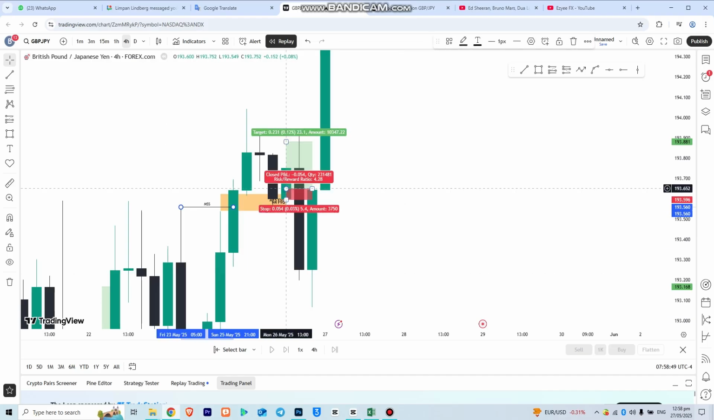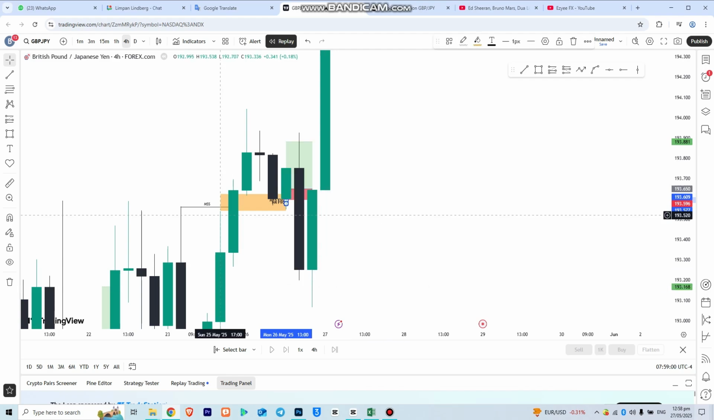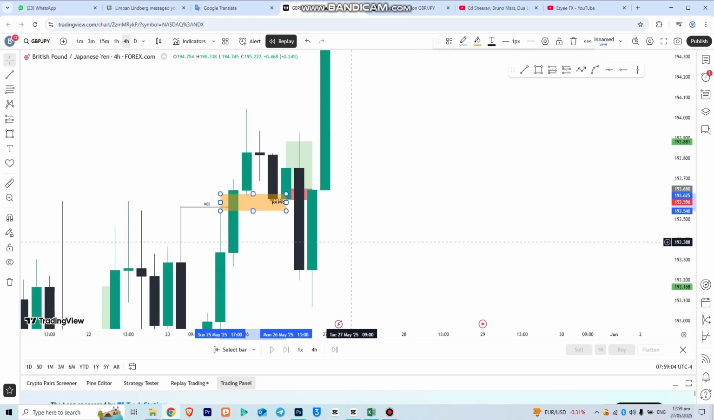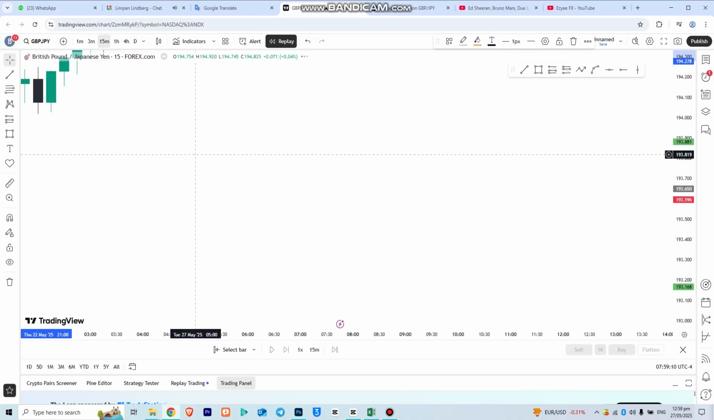Price broke this structure. I waited for the fair value gap to form completely. So here's my 4 hour fair value gap, my H4 fair value gap. Immediately price came back and tapped into it. I went to the 15-minute time frame.